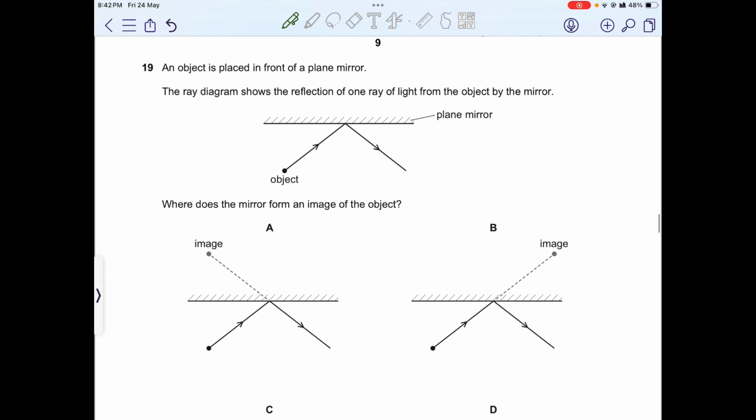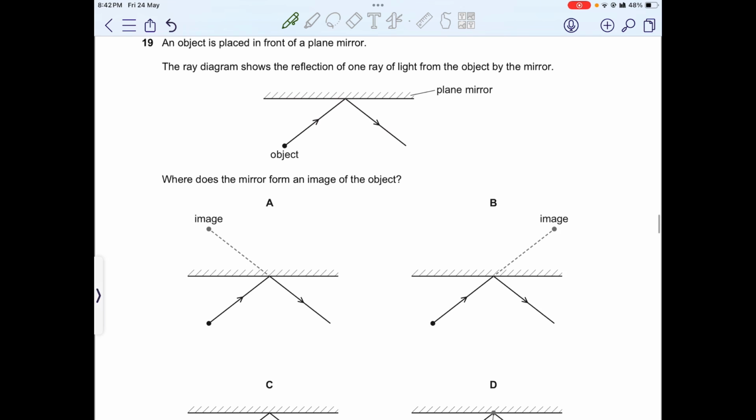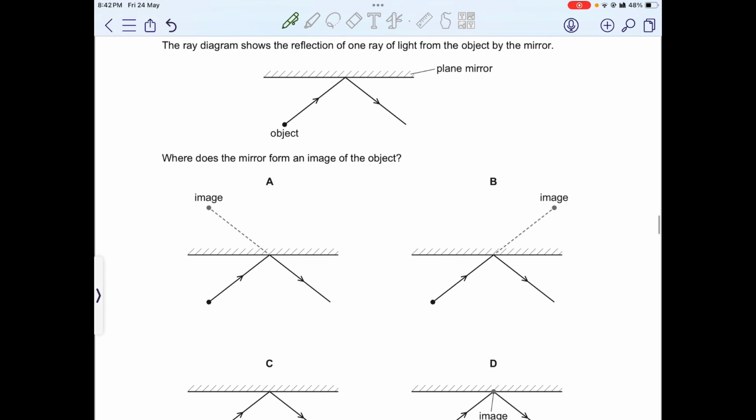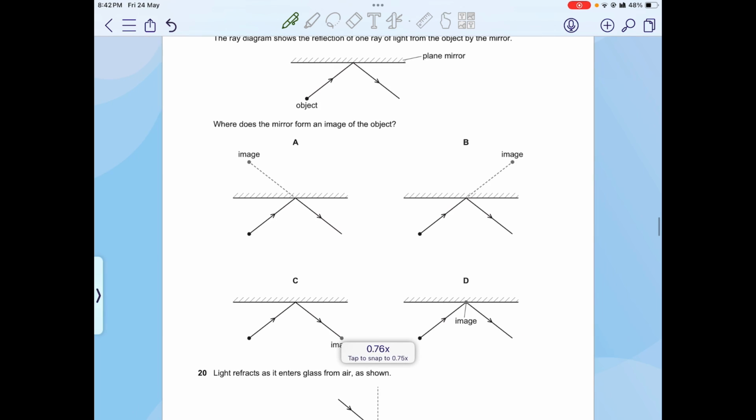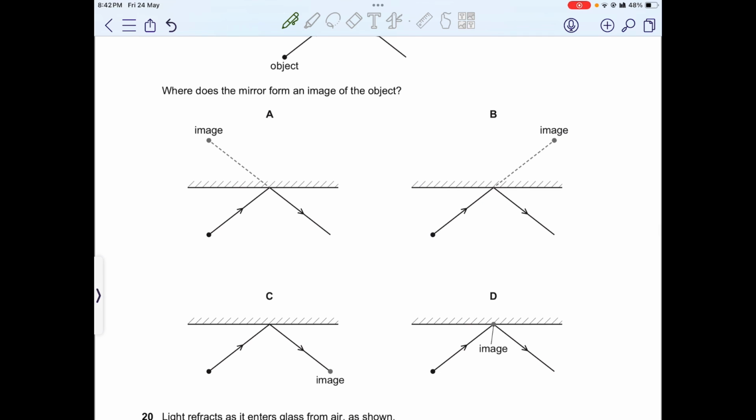An object is placed in front of a mirror. The ray diagram shows the reflection of one ray of light from the object. Where does the image form? Now, instantly you can realize it's the same distance and it would be parallel.